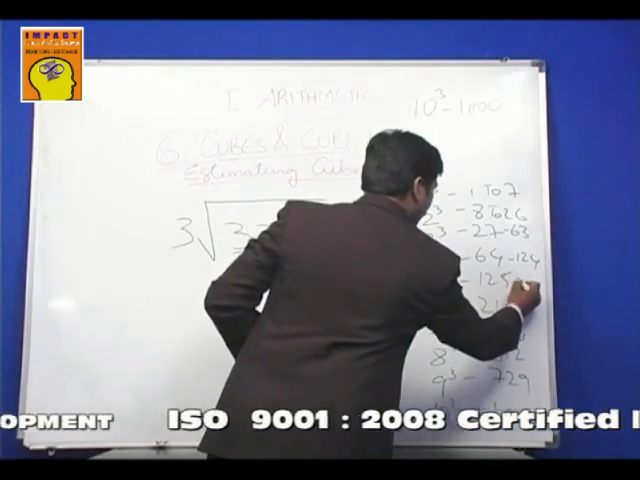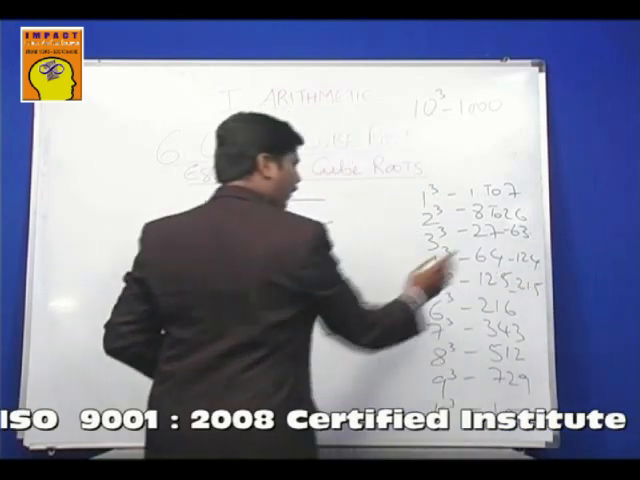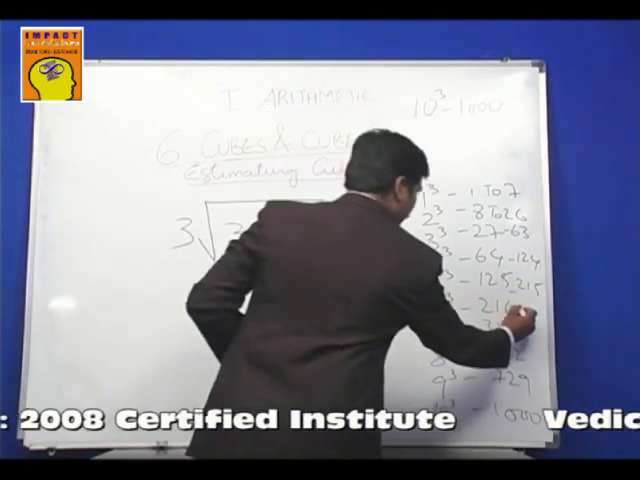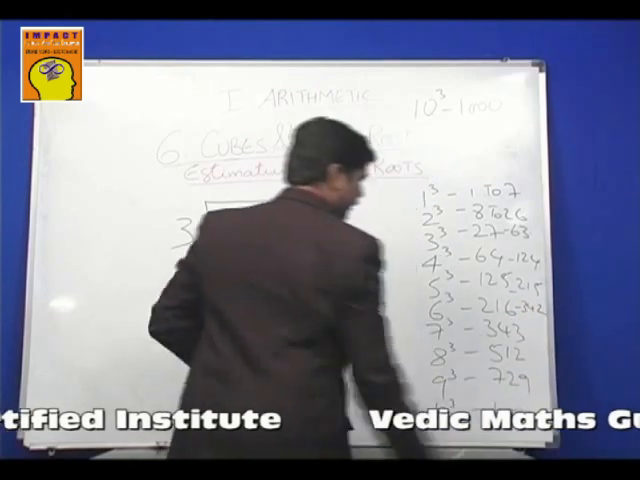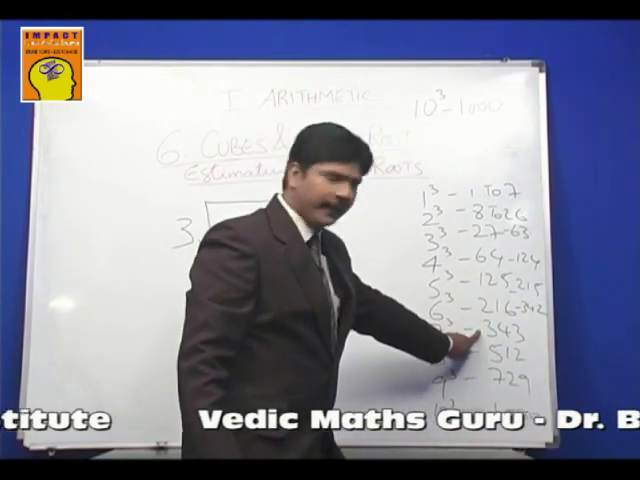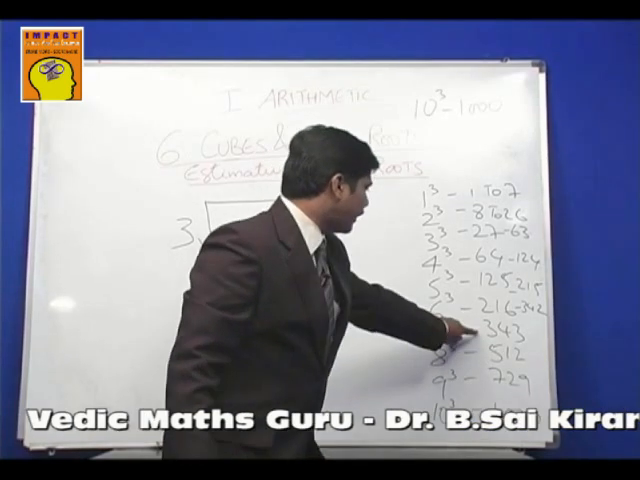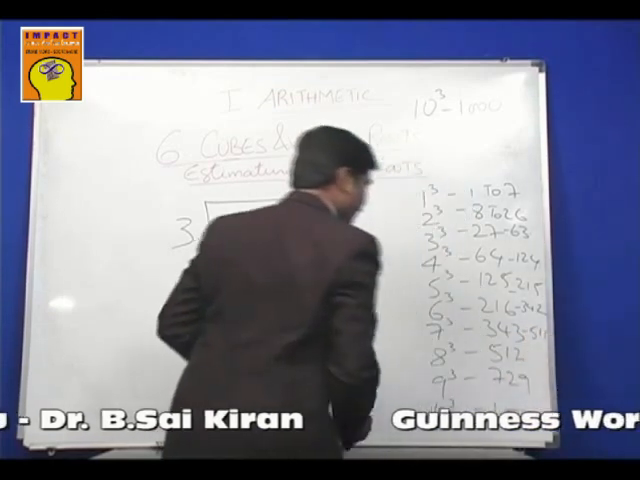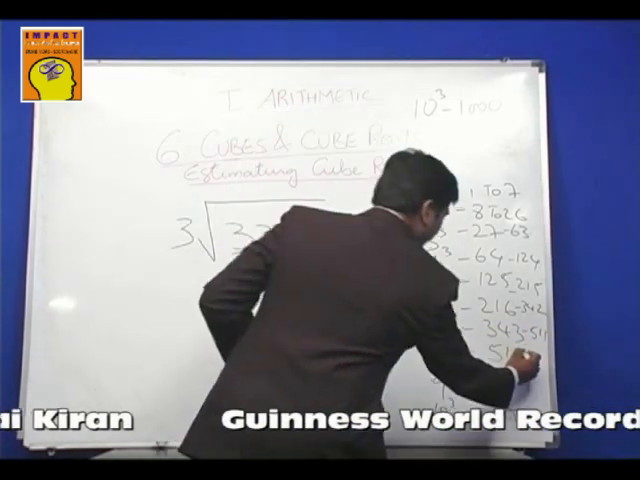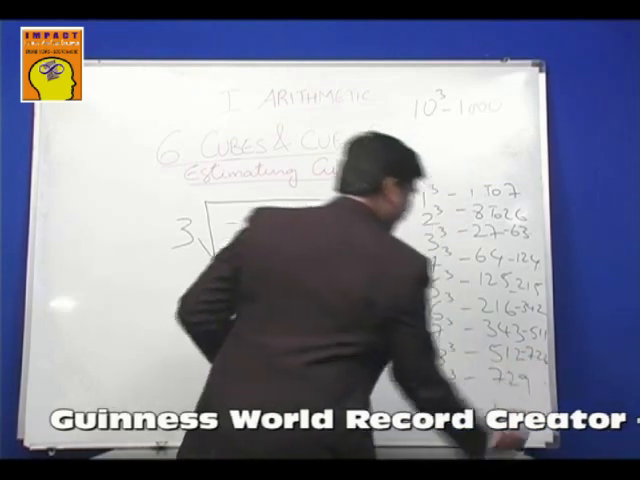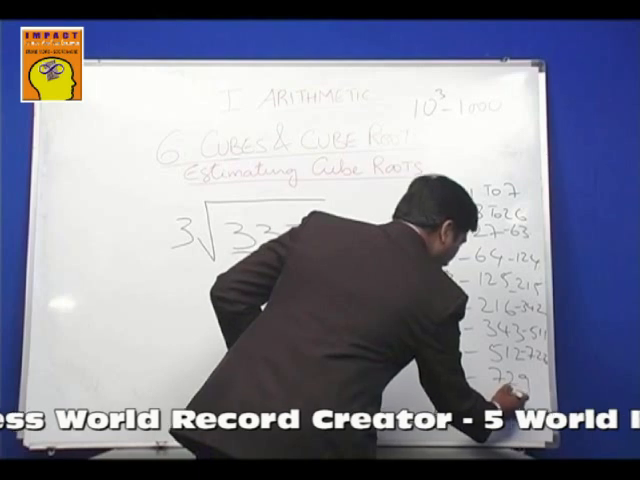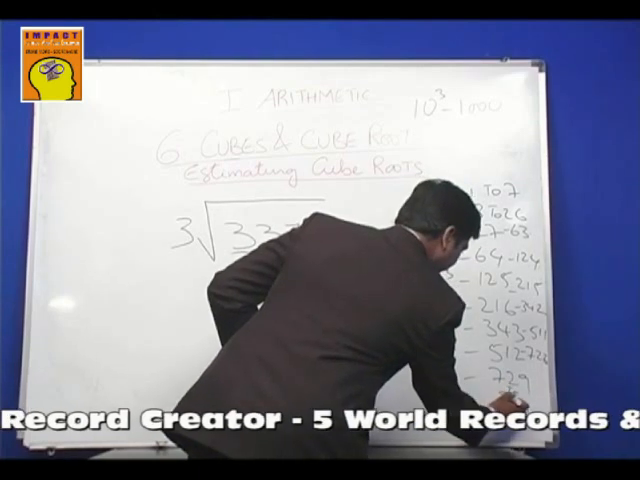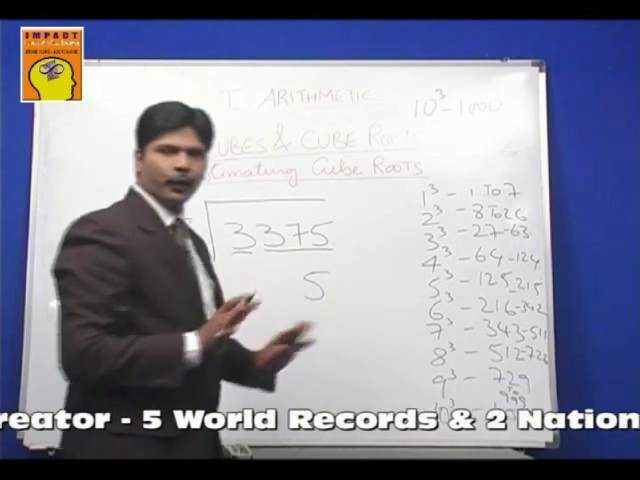125 to 215, the cube root will be 5. 216 to 342, see 343 minus 1, it will be 6. 343 to 511, the cube root will be 7. 512 to 728, the cube root will be 8. 729 to 999, the cube root will be 9, and so forth.